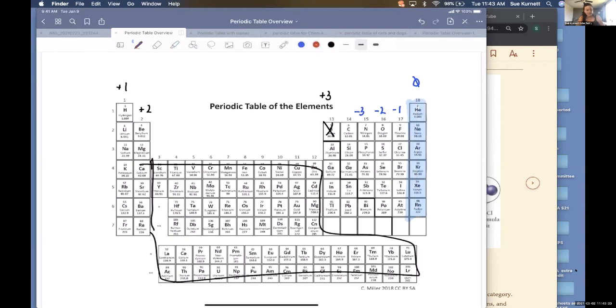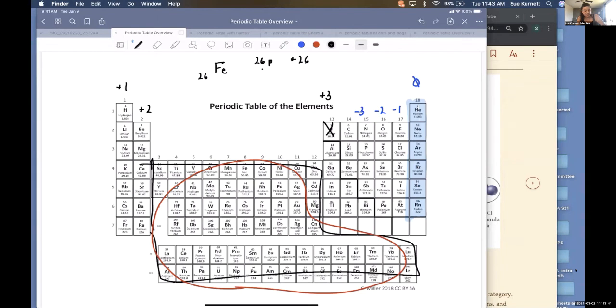But the ones in the middle, how many electrons metals lose depends on the metal. So here we have iron, and iron is element number 26. Mm-hmm. So it has 26 protons, or it wouldn't be iron.